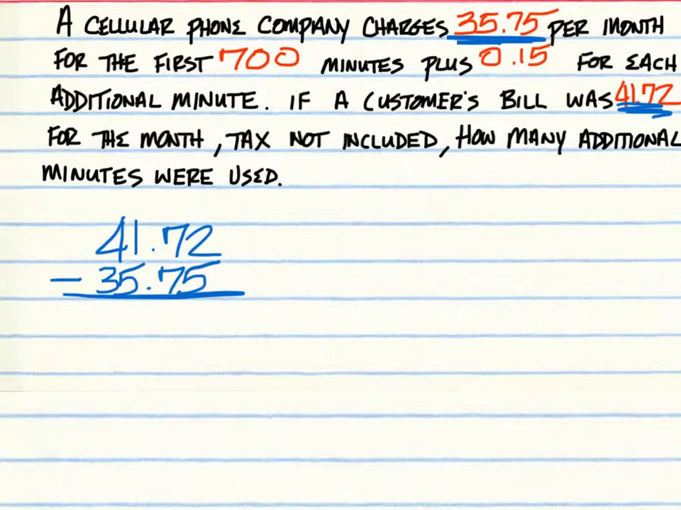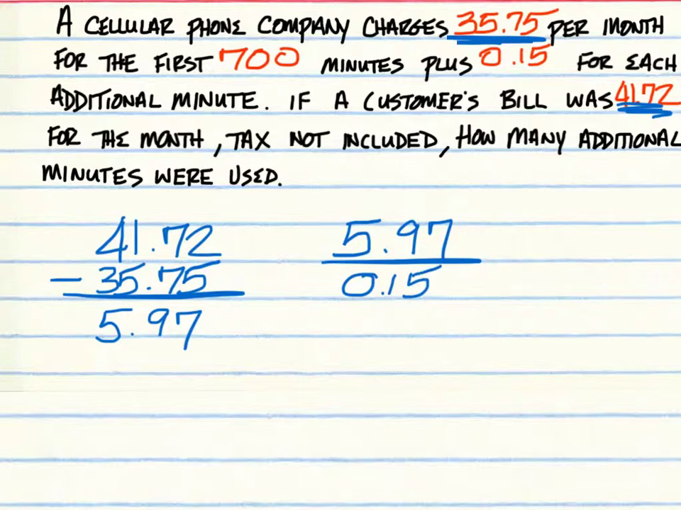41.72 minus 35.75, and come back with 5.97. Now that 5.97 represents how much more additional they were charged because they went over their minutes. Now to find out how many minutes they used, divide that amount by the 15 cents per minute that it costs when you go over. And you should get back 39.8. We're going to round these to the nearest minute, so it would be an answer of 40.